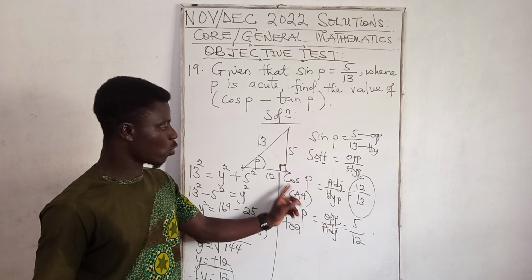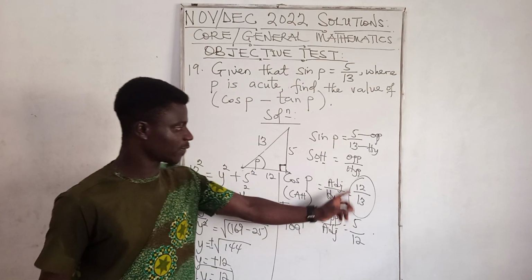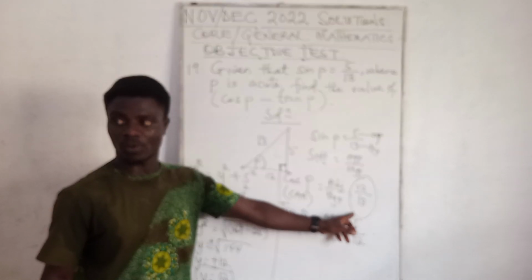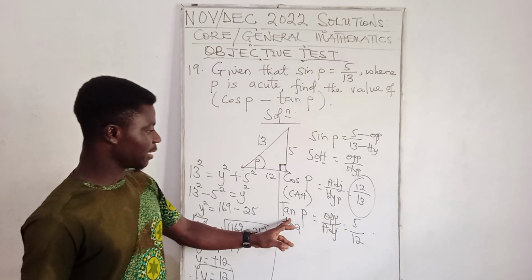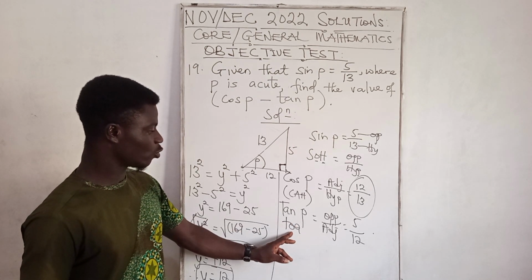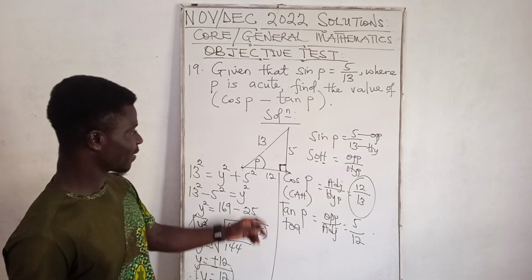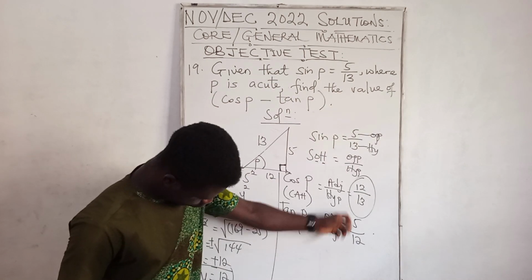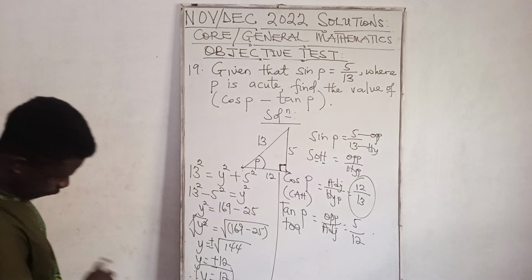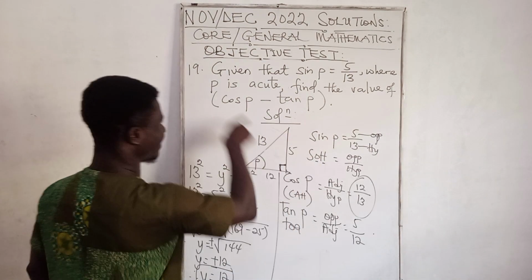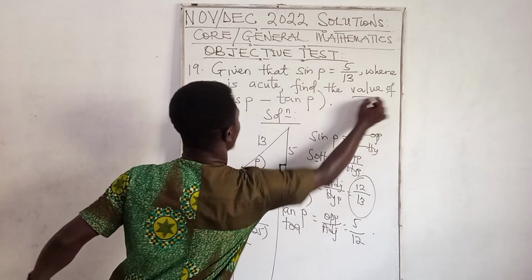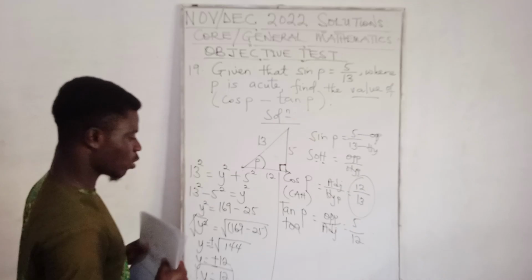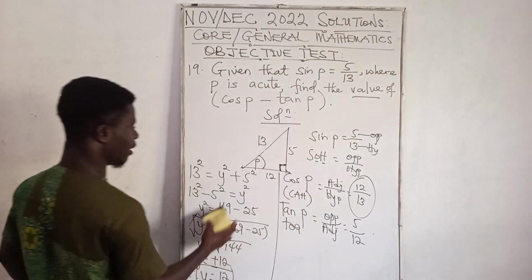Again, my cos is adjacent over hypotenuse, so adjacent is 12 and hypotenuse is 13, so we get 12 over 13. Then my tan is opposite over adjacent. Opposite is 5 and adjacent is 12, so I get 5 over 12. But we are not looking for this. We said we should find the value of cos p minus tan p. When we subtract tan p from cos p, what is left? The difference. So now let's see.